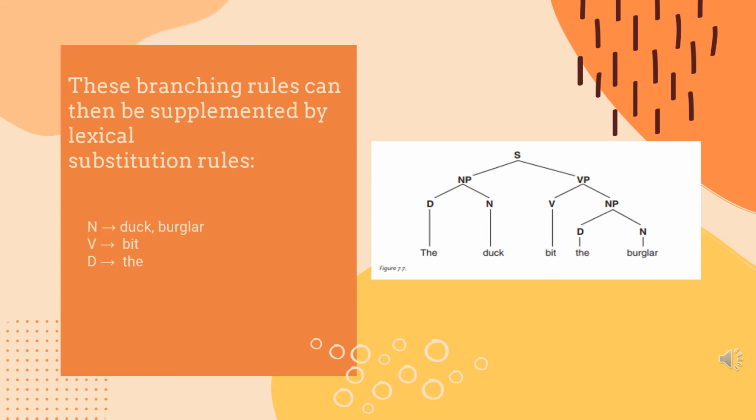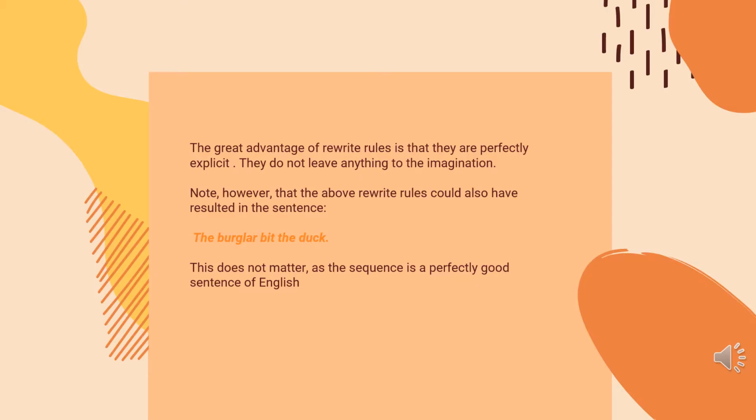These branching rules can then be supplemented by lexical substitution rules. Noun is dog and burglar, verb is bit, and determiner is the. The great advantage of rewrite rules is that they are perfectly explicit. They do not leave anything to the imagination. Note, however, that the above rewrite rules could also have resulted in the sentence, for example, "the burglar bit the dog." This does not matter, as the sequence is a perfectly good sentence of English.